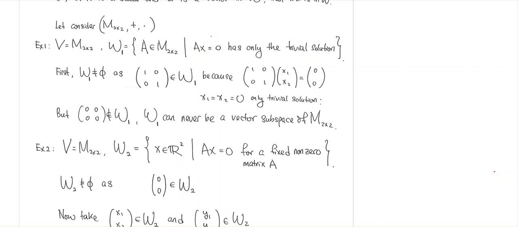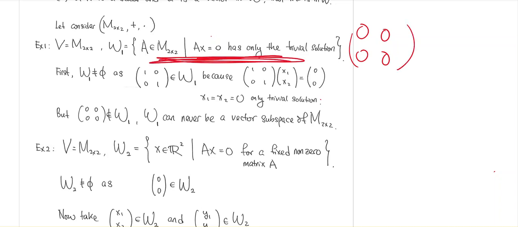So as you can see, W1 here cannot be a vector space, because to be a vector space, one of the axioms requires that the zero element has to be in it. And as you can see, the zero element in this case is our zero matrix. Our zero matrix here does not belong to this set.